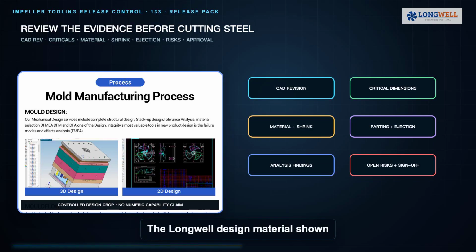The Longwell design material shown here includes 3D construction, 2D definition, and mold flow style analysis. Those images demonstrate the categories of work, not a guarantee that every project uses the same software or sequence. The release pack should identify the controlled CAD revision, critical dimensions, material, shrinkage assumptions, parting/ejection strategy, analysis findings, interfaces, inspection method, open risks, and signed approval.